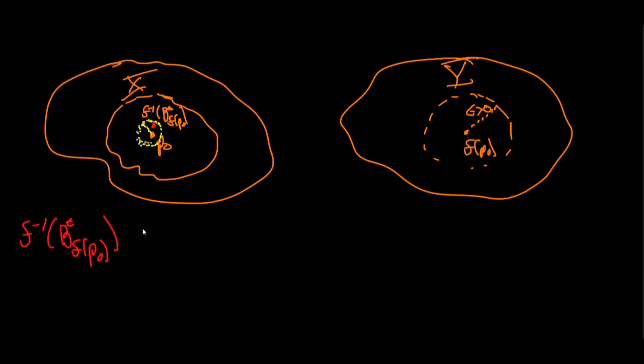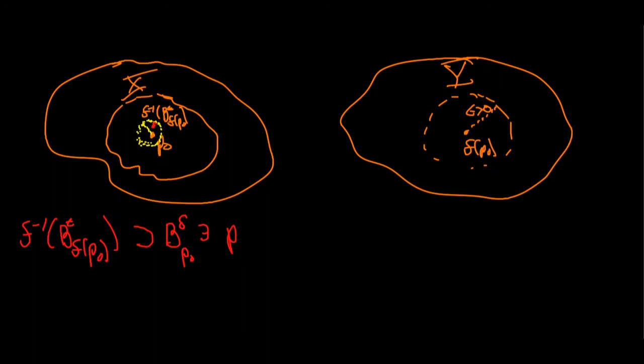So therefore, we can say the following: the open ball centered at P naught and radius delta is contained in this set. So check this out. If X is in this open ball of center P naught and radius delta, or let's call it P, so it's closer to our definition here. If P is in this open ball of center P naught and radius delta, well, that implies that it's also in the inverse image of the open ball centered at f of P naught and radius epsilon.